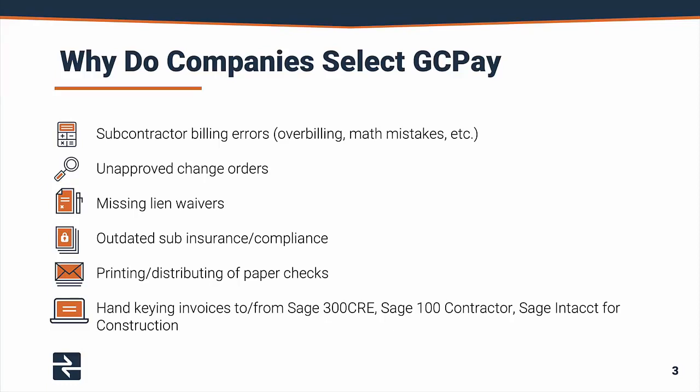And with the direct integration into your Sage platform, whether it's Sage 300, Sage 100, or today we're going to be talking about the Sage Intacct integration, we also have the ability to eliminate any hand keying or double entry of those approved pay apps or any of the project information or those commitments or purchase orders. You'll see today how we'll be able to automatically push and pull all of that information that you've already entered into Sage using our direct API integration.